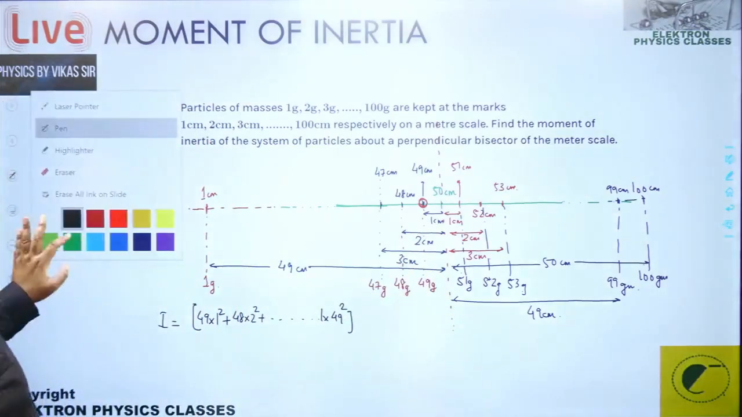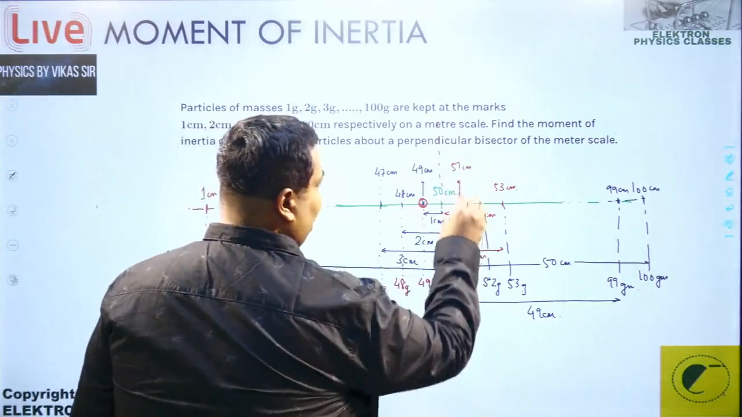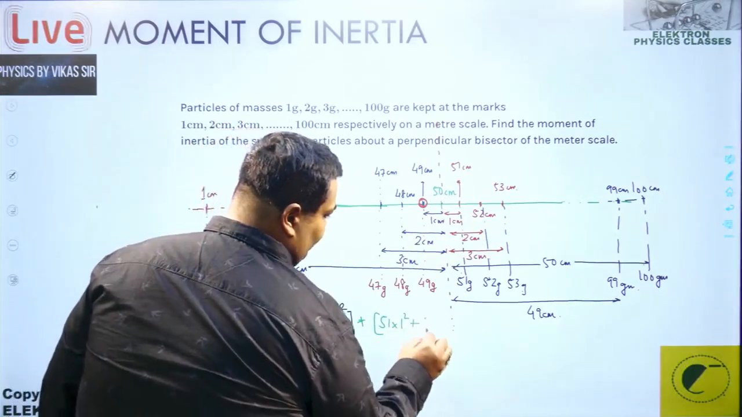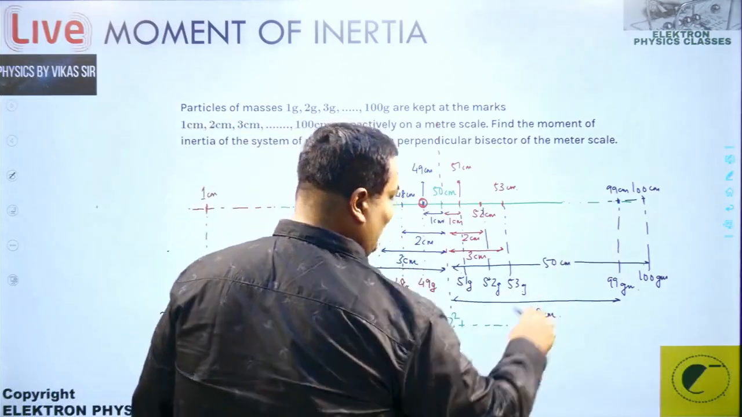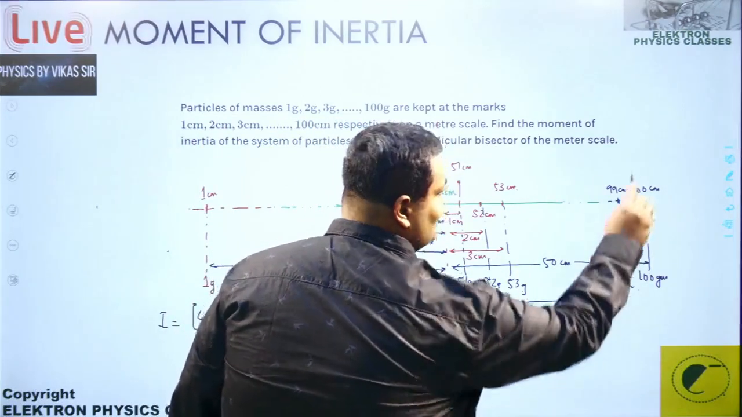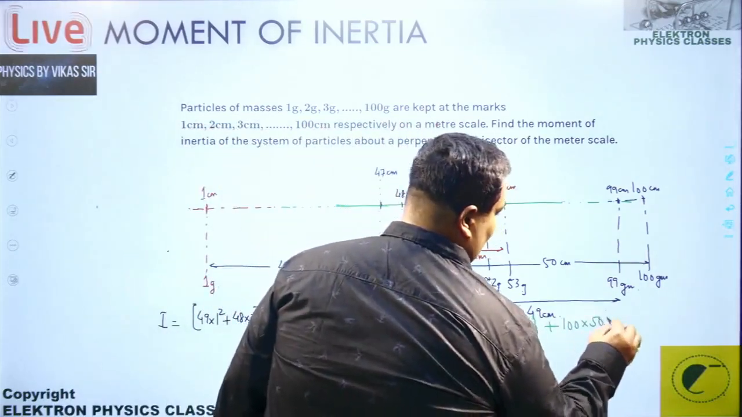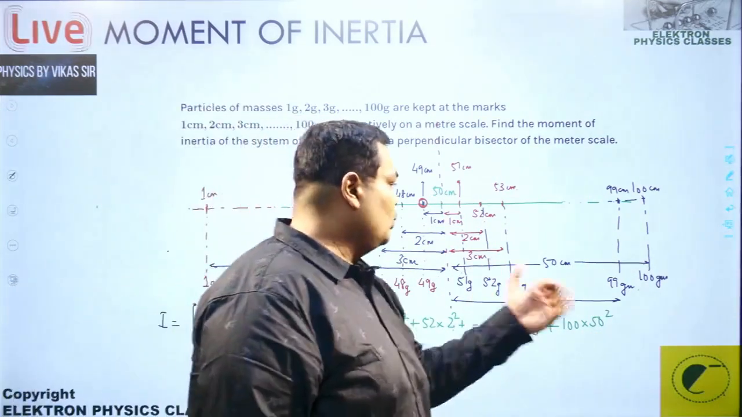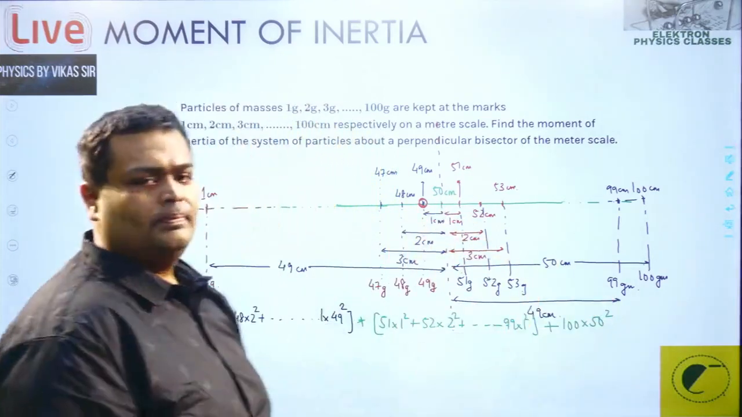Then comes the right side particles. So for the right side particles, let's start. That's 51 into 1 square, plus 52 into 2 square, and so on. Then this 99 into 1 square, and plus this last particle, that is 100 into 50 square. That's the moment of inertia of all the particles, m into r square, m into r square, and so on.